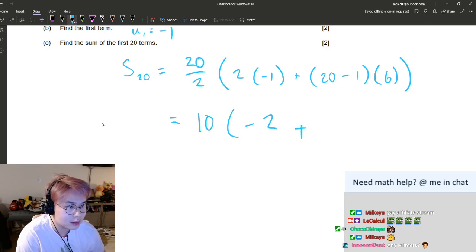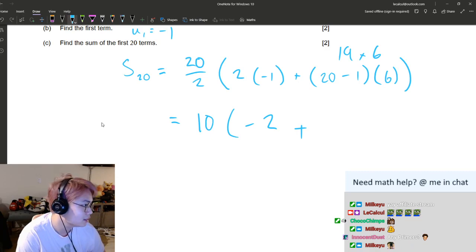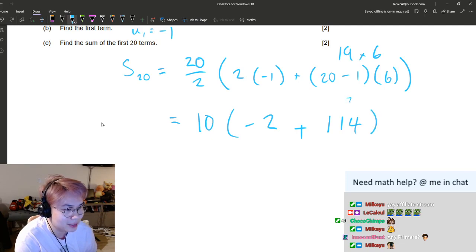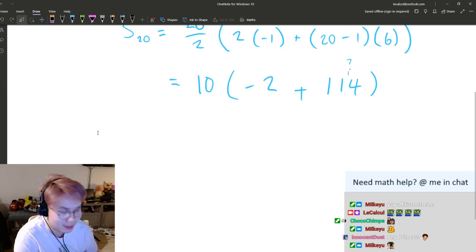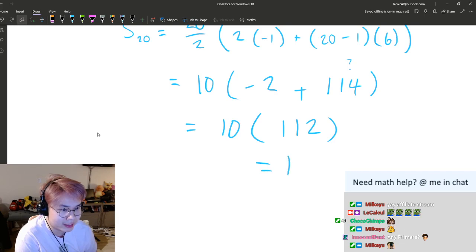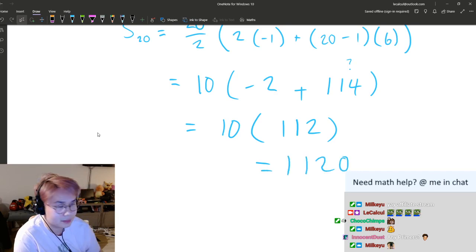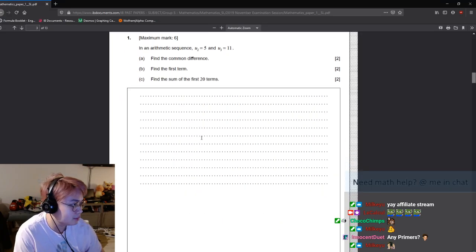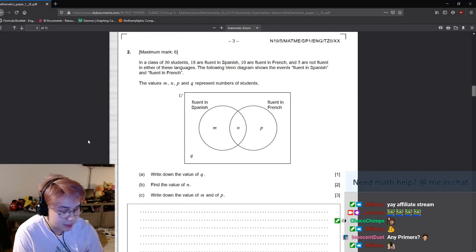Negative 2. Man, 19 times 6. What is 19 times 6? That's 60 plus 9 times 6, which is 54. So 114? Maybe? I don't want to cheat and pull out a calculator right now. And then this will be 112, so you get 1120. And then I think that's it. Next one.